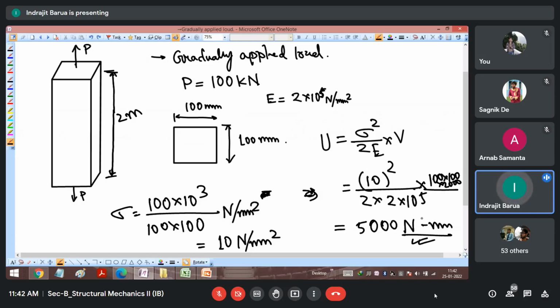Now basically, why are we talking about the strain energy? Because this is the energy which is just being held with respect to this load. We are assuming a few things here.